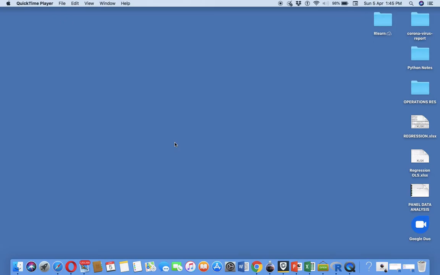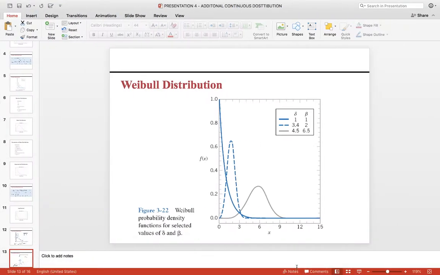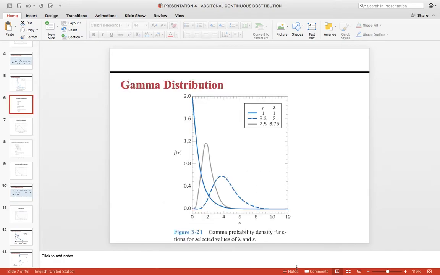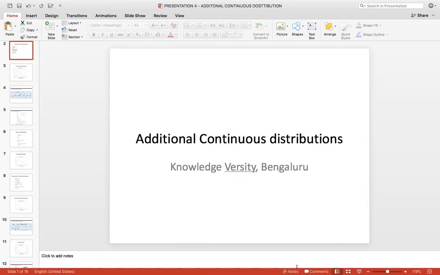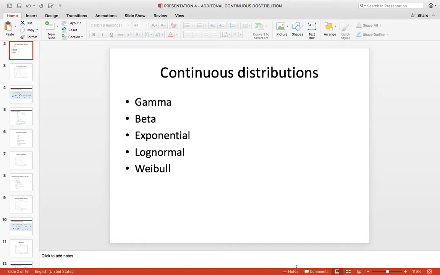We'll now look at some other continuous distributions. We have discussed the normal distribution, its properties, how to estimate it, and how to use it in our day-to-day lives. Now we are going to discuss certain additional continuous distributions, principally the gamma distribution, the beta distribution, the exponential distribution, the log normal distribution, the Weibull distribution.